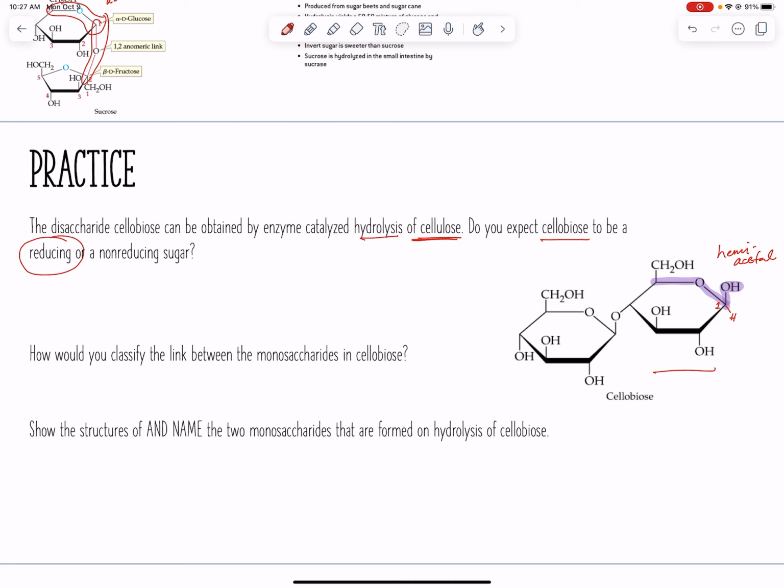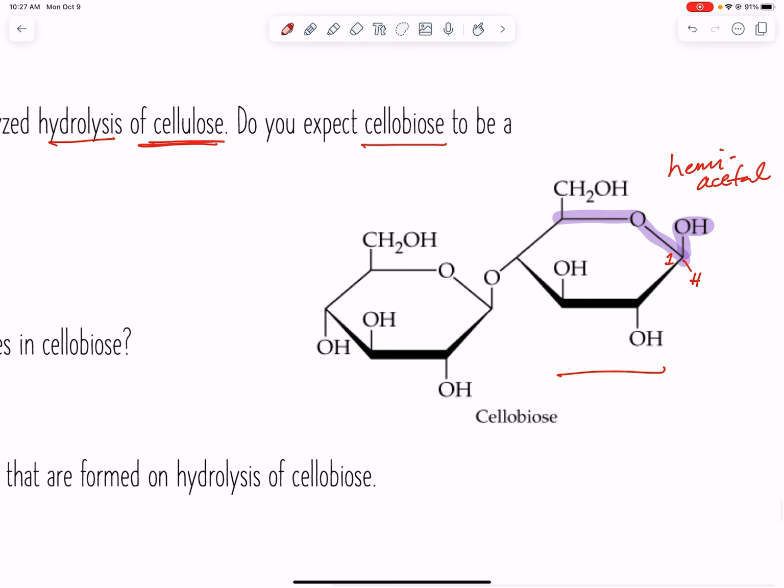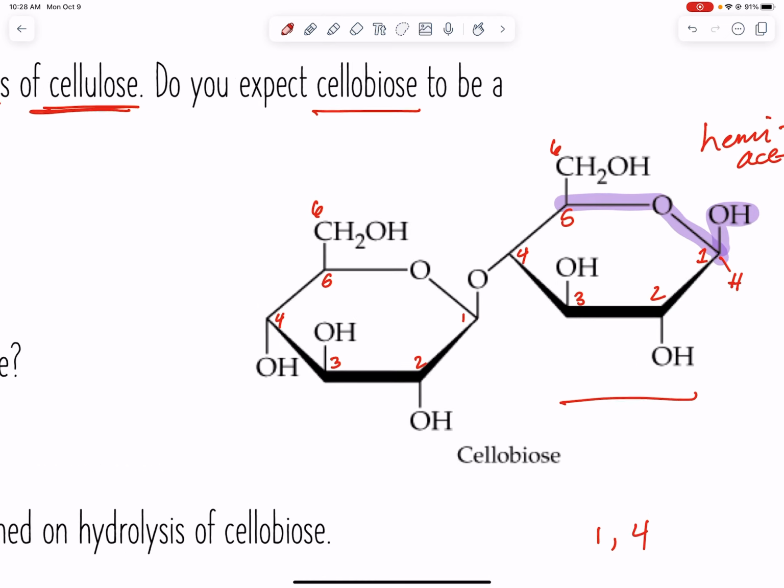Then it says, how would you classify the link between the monosaccharides? So we want to zoom in on that part. I would number the carbons if I were you. We've already numbered carbon 1 on our monosaccharide on the right, so that would make this carbon 2, carbon 3, carbon 4, carbon 5, and carbon 6. On the monosaccharide on the left, this would be carbon 1, carbon 2, 3, 4, 5, and 6. So this is a link between carbons 1 and 4. So we know it'll be either alpha or beta, but it's going to be a link between 1 and 4. Now we just got to decide, is it alpha or beta?